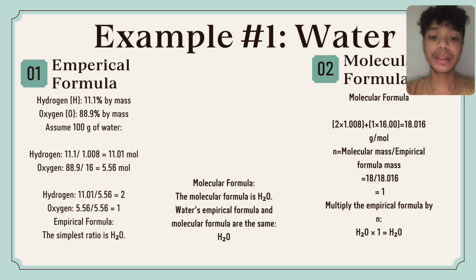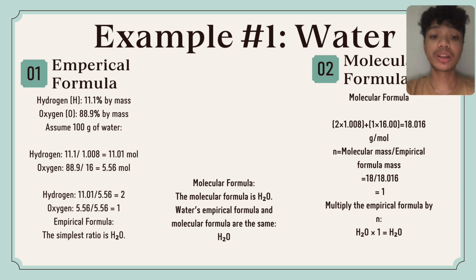So divide by the smallest number of moles. The oxygen has the smallest mole, which is 5.56 mole. So the hydrogen, 11.01 over 5.56, equals 2. And oxygen, 5.56 divided by 5.56, equals 1. So our empirical formula, the simplest ratio, is H2O.